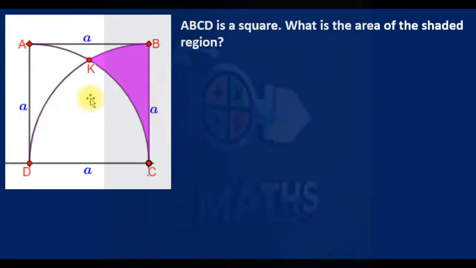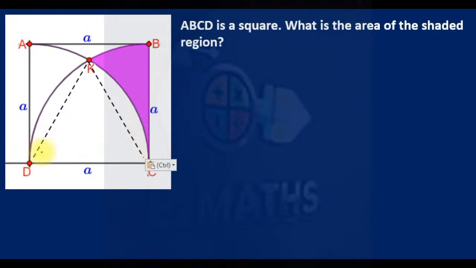Okay, look at this. It's the same as the previous question, but here we are given the side as A. ABCD is a square, what is the area of the shaded region? So the first thing I have to do is to join some parts. Let's join D, K, and C. So we've joined D to K and C to K. And if you notice, DAC is a sector, that's a quarter circle. Now this is also a sector, a quarter circle.